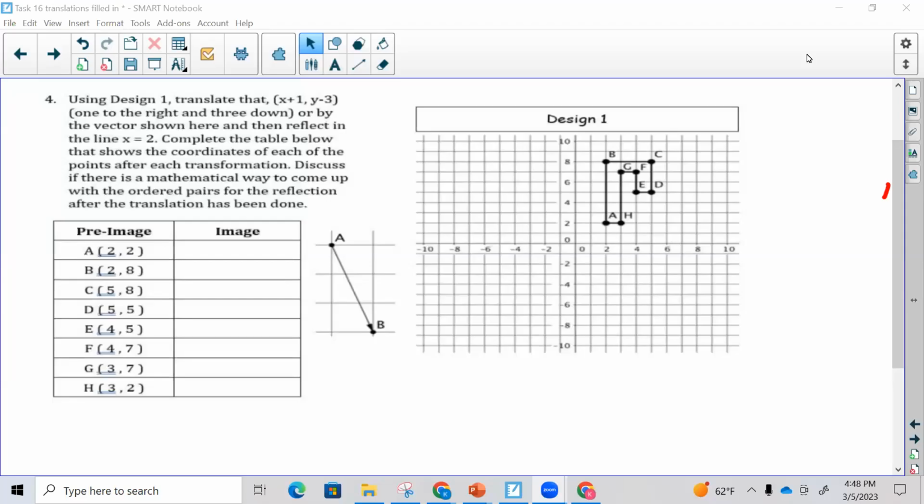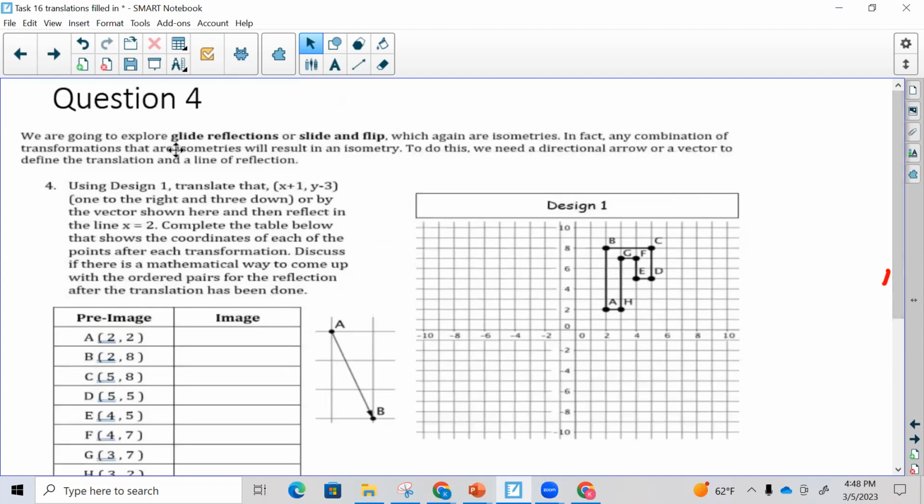So in this video, we're going to look at what's called a glide reflection. For a glide reflection, we do two things. We're going to explore glide reflections, or a slide and flip. So we do two things: we slide, or translate, the figure and then we flip, or reflect, it. Again, these are isometries.